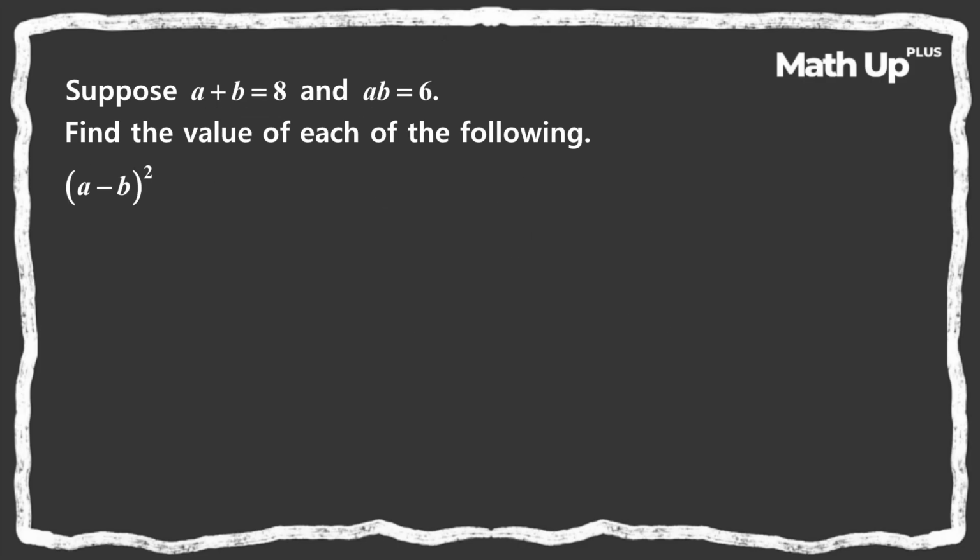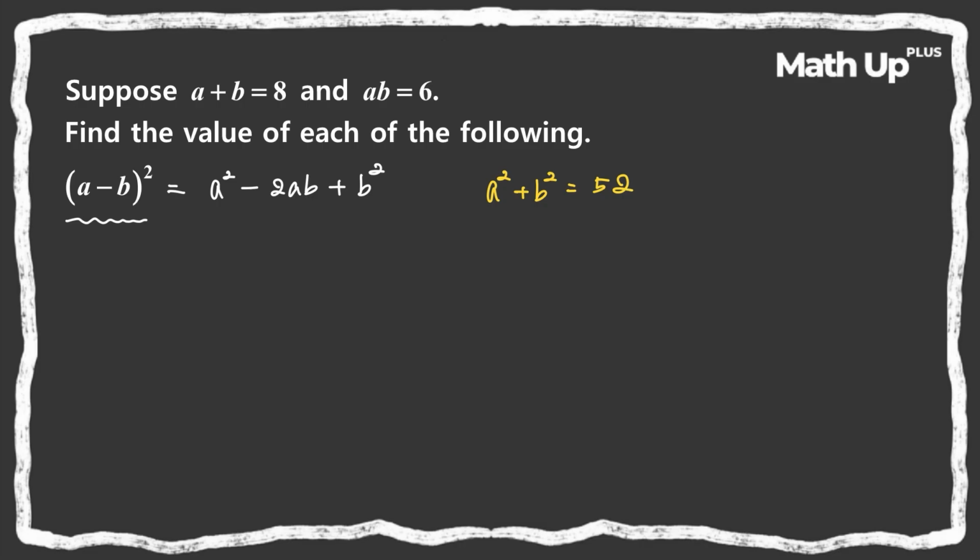This time we have to find (a minus b) squared. That is equal to a squared minus 2ab plus b squared. Right? From the previous question, we found out a squared plus b squared was 52.